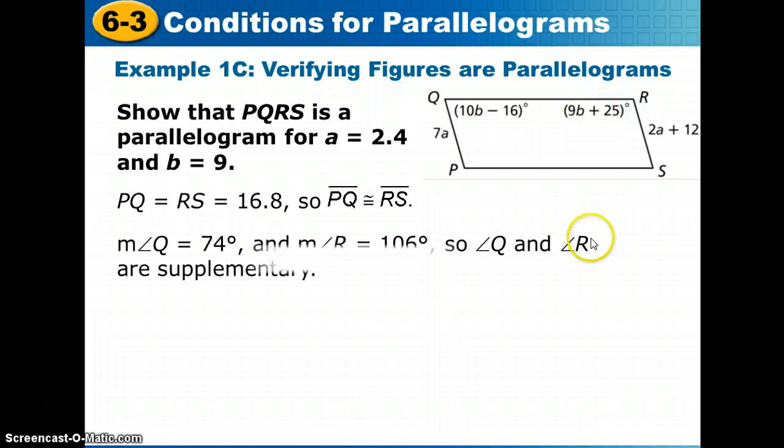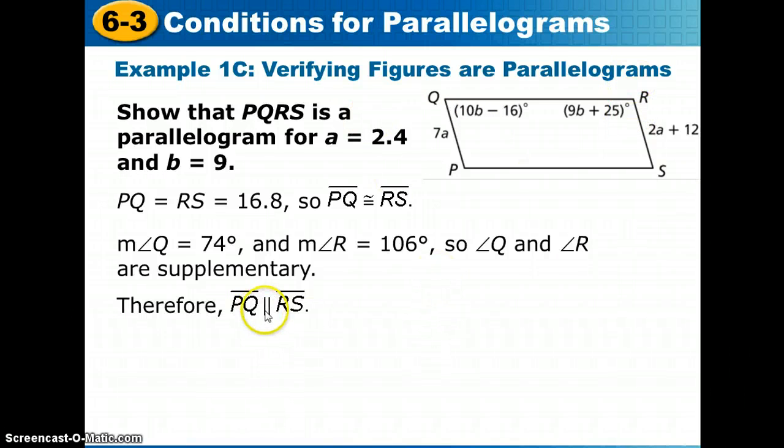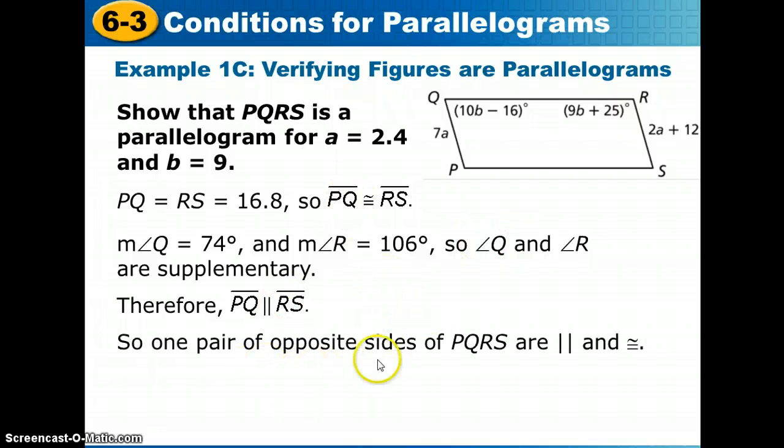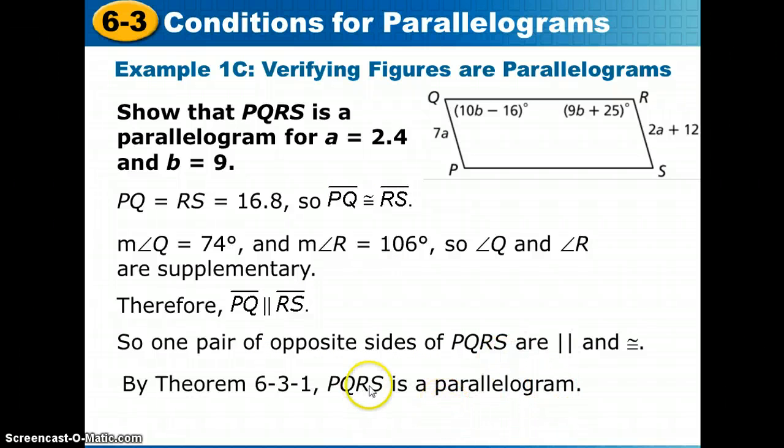These angle measurements are going to help me state something else. If I plug in 9 for b in both situations, I get 74 degrees for Q and 106 degrees for R. You should notice that means Q and R are supplementary. Now, this is not enough to state it's a parallelogram on its own, but if you'll remember, if I have 2 lines or segments cut by a transversal in such a way that same side interior angles are supplementary, then the lines have to be parallel. So PQ and RS are also parallel. So what we've shown here is that PQ and RS are parallel and congruent. So one pair of opposite sides are parallel and congruent. That means it's a parallelogram.